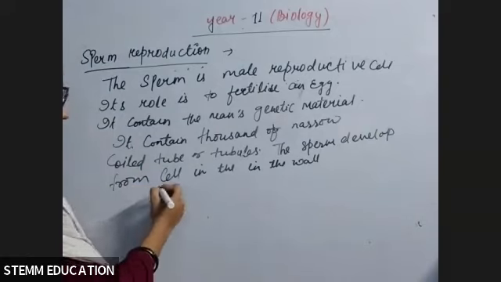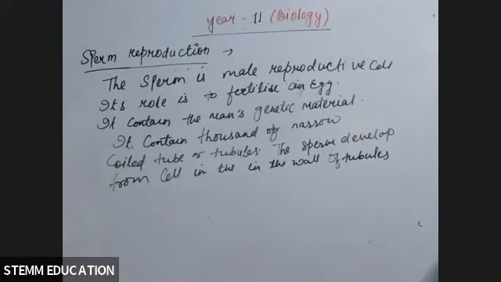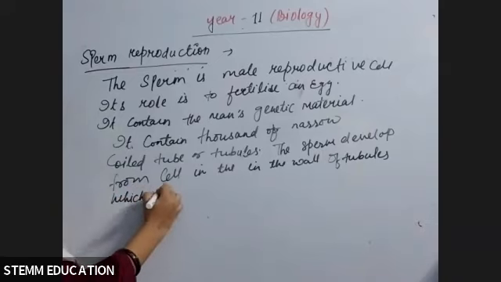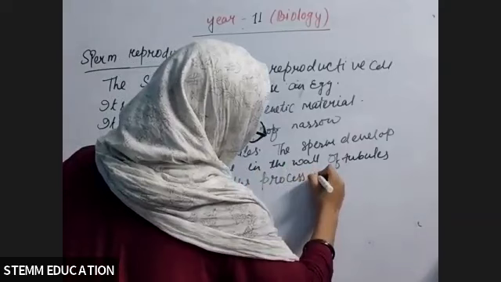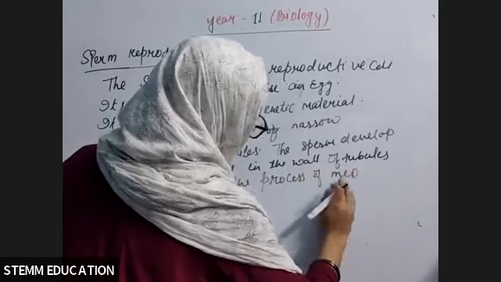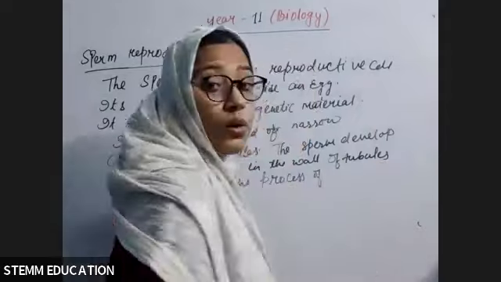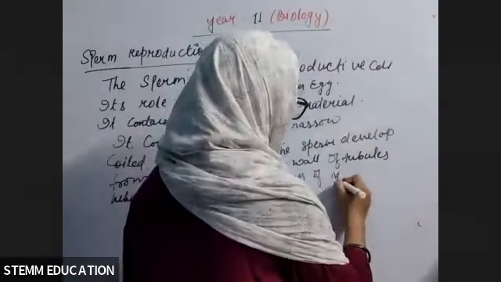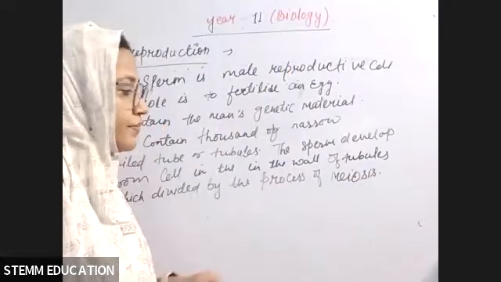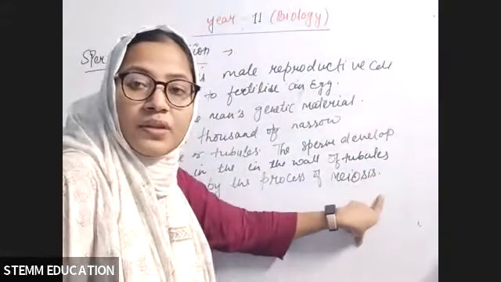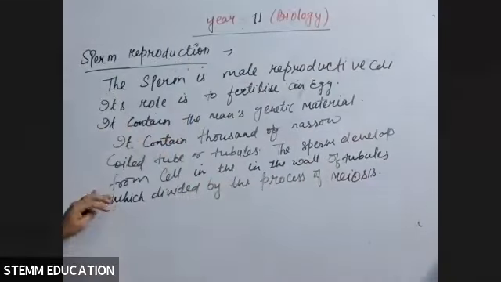The cells are divided by the process of meiosis. I hope you are well aware of the term meiosis, because I have already explained it. Meiosis is the process of cell division. So through the process of meiosis, the cell wall of the tubules is divided, right? Okay.